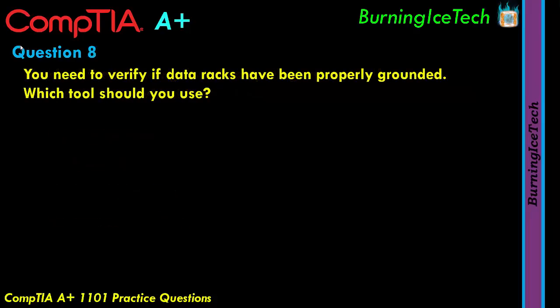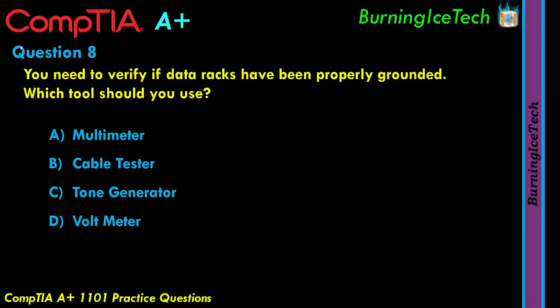Question 8. You need to verify if data racks have been properly grounded. Which tool should you use? For those of you not familiar with data racks, the racks are in a server room. If you've ever been in an actual server room, those giant tower cases, the bays that you slide servers and stuff into, that is called racks. We measure them in U's: 1U, 2U, 3U's. So have the data racks been properly grounded? What tool can you use to test if these things have been grounded?